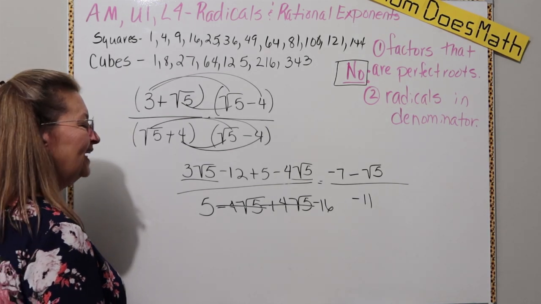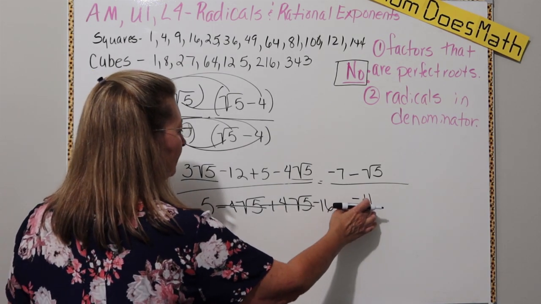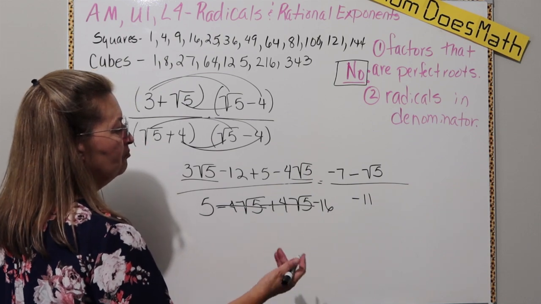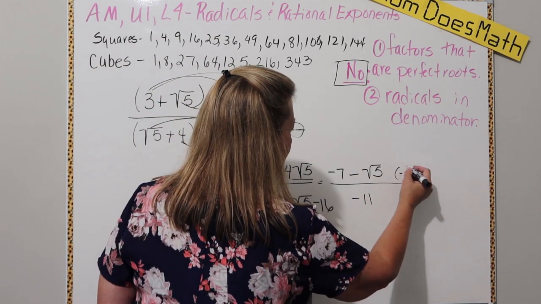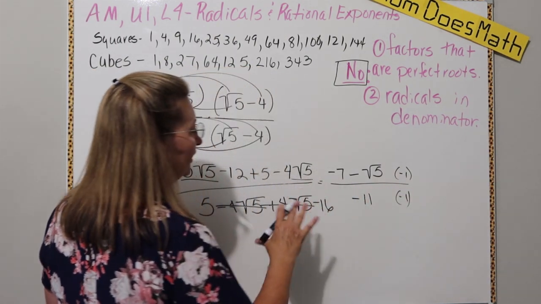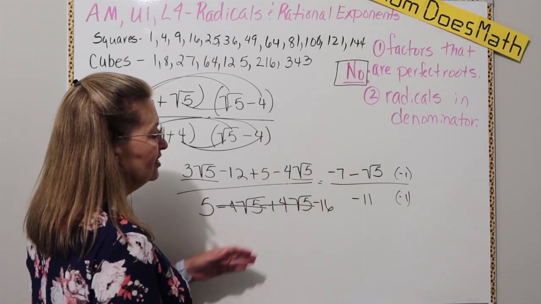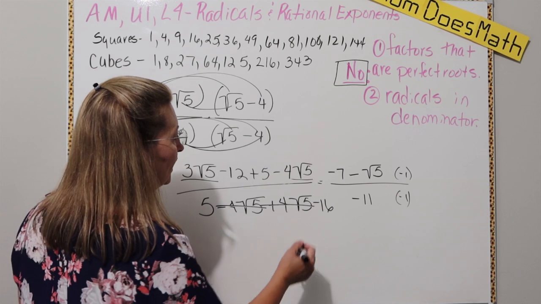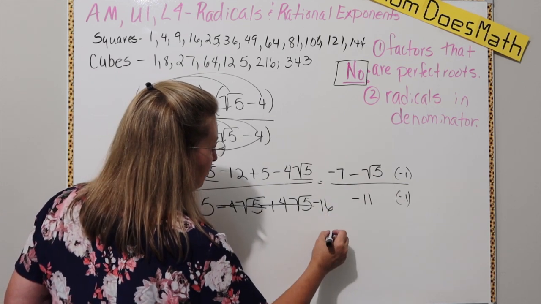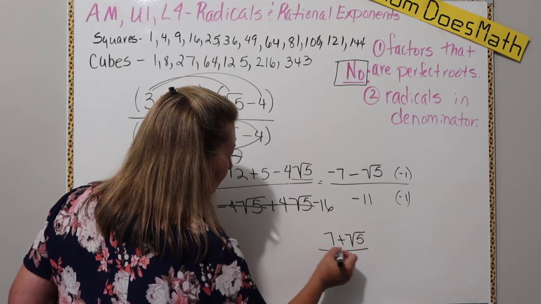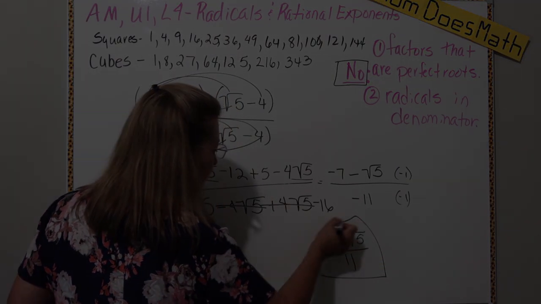Now, technically, you don't want a negative in your denominator, so you could multiply the top. There's a lot of different ways to look at simplifying that. I'm going to just look at it as multiplying top and bottom by -1, and what that's going to do is give you positive 7 plus square root of 5 over positive 11.